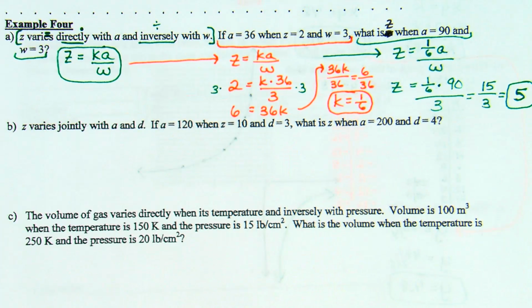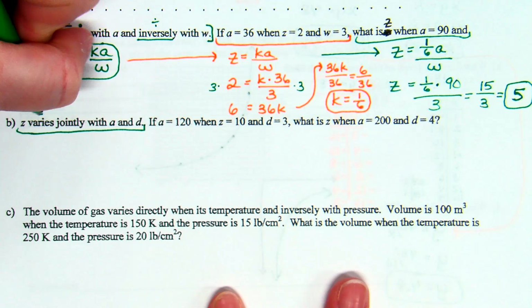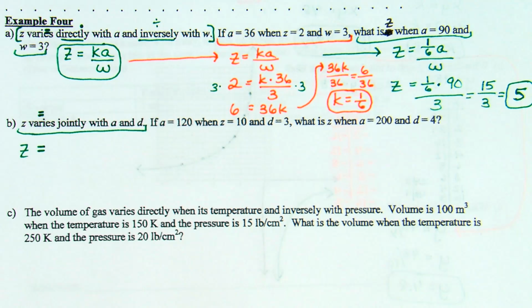Multiply. So if it's directly with A and D, what am I going to write? K times A times D. Always get that constant in there. Direct, joint, inverse, any type of variation, get that constant in there. Okay. Z equals KAD.